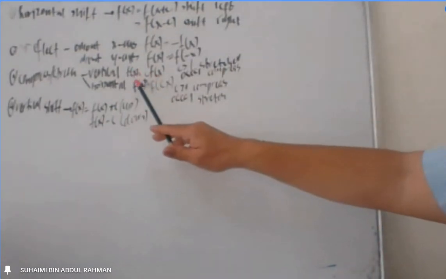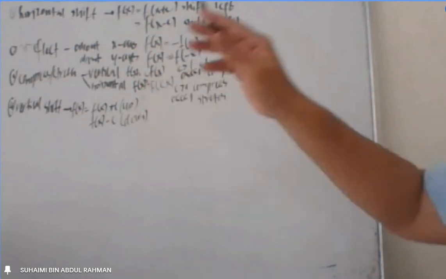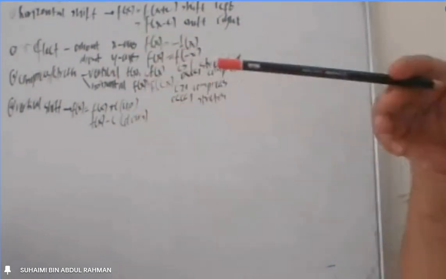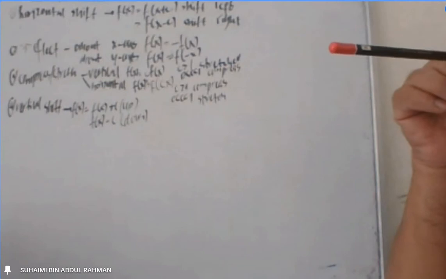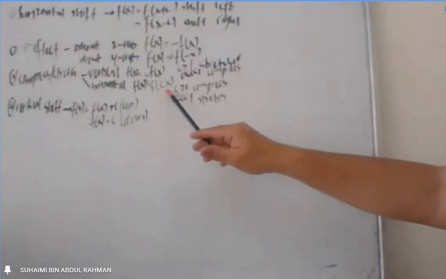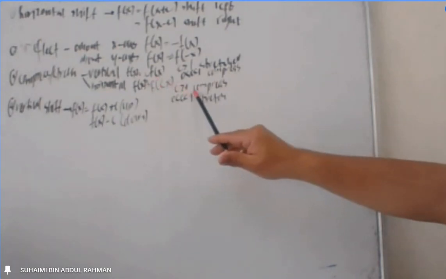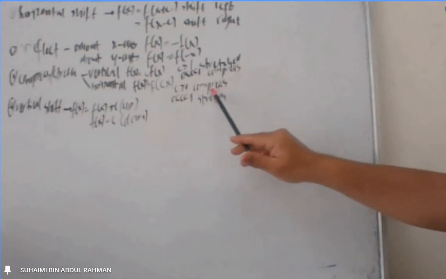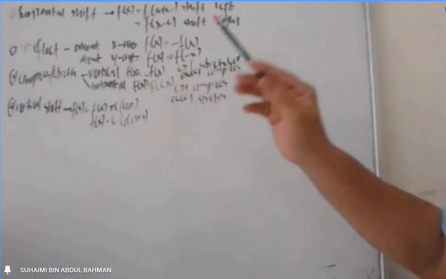Or if our x is multiplied by c, not our function multiplied by c, our x we multiply by c, so it's horizontal, either compress or stretch. How do we know whether compress or stretch? If c here is a number greater than 1, compress. If c is between 0 and 1, stretch.